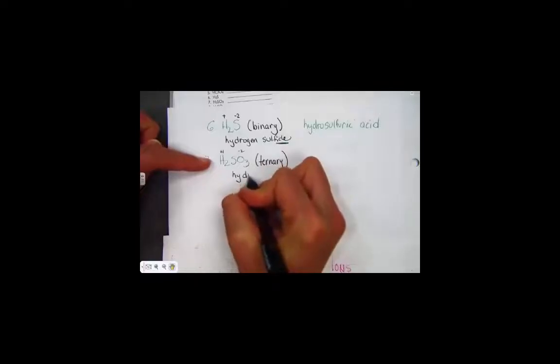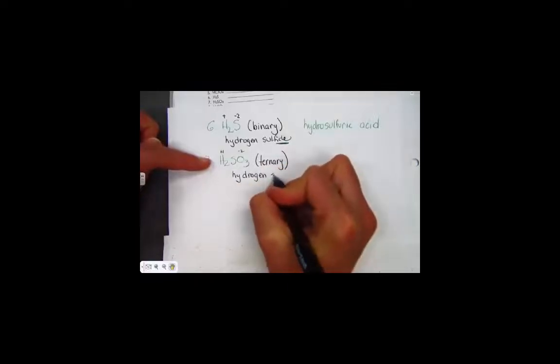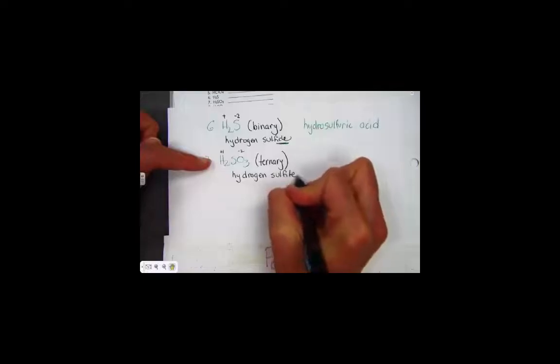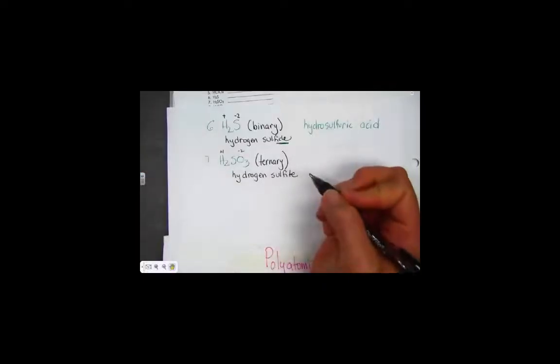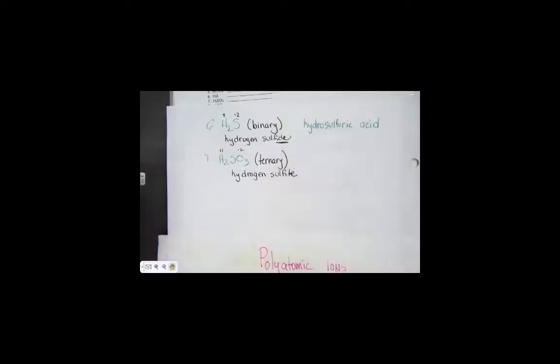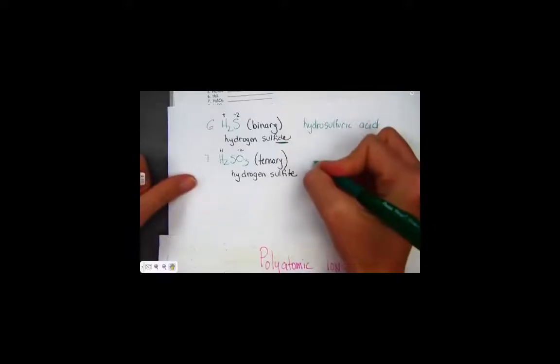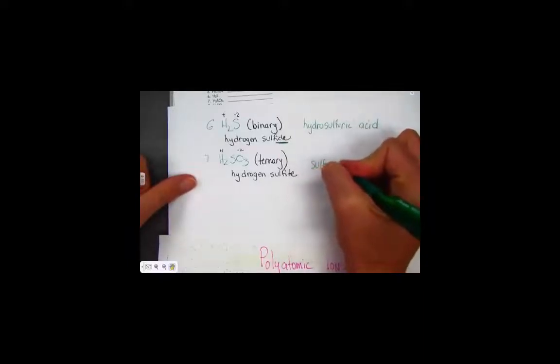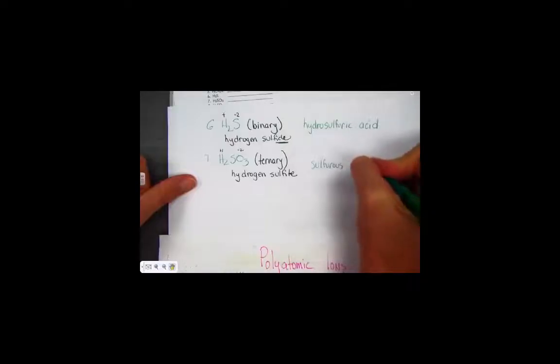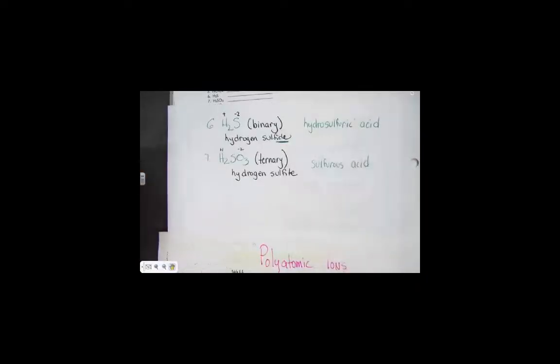We would have named this hydrogen sulfite, a ternary acid now. Ite turns to ous, and we simply write out sulfurous acid. Notice how that sounds correct. Sulfurous acid. Ternary compounds, originally ending with ite. Ite turns to ous, and sulfite turns to sulfurous acid.